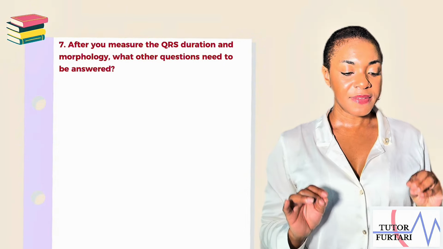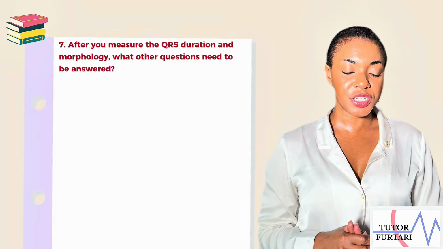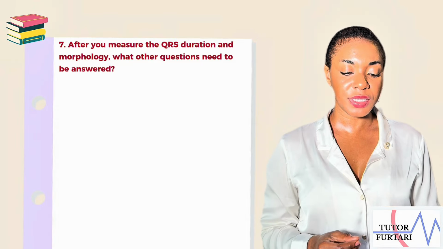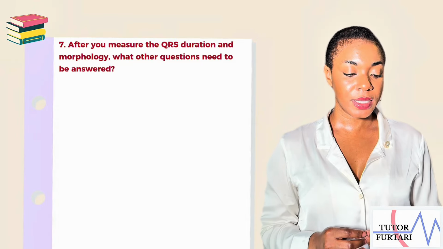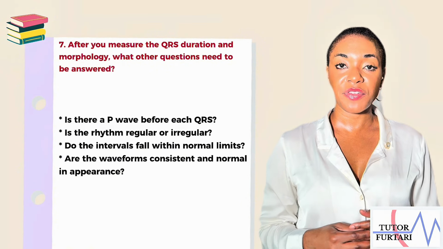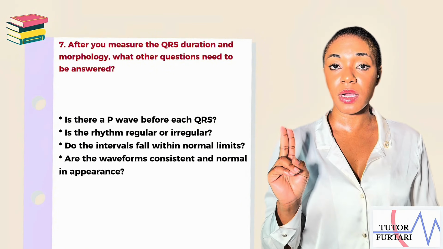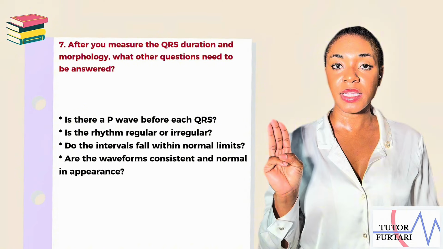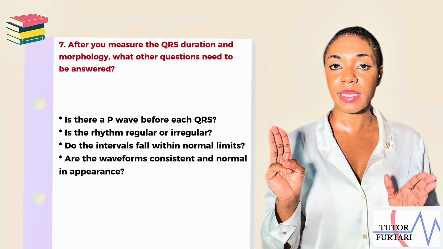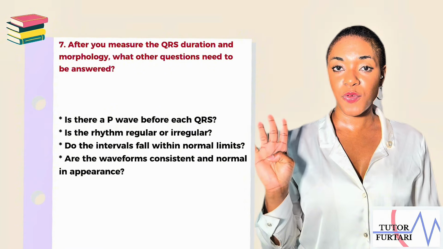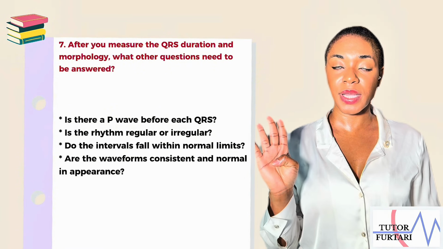7. After you measure the QRS duration and morphology, what other questions need to be answered? Number 1, is there a P wave for every QRS? Number 2, is the rhythm regular or irregular? Number 3, does the rate fall between the normal limits? Number 4, are the waves consistent and normal in appearance?